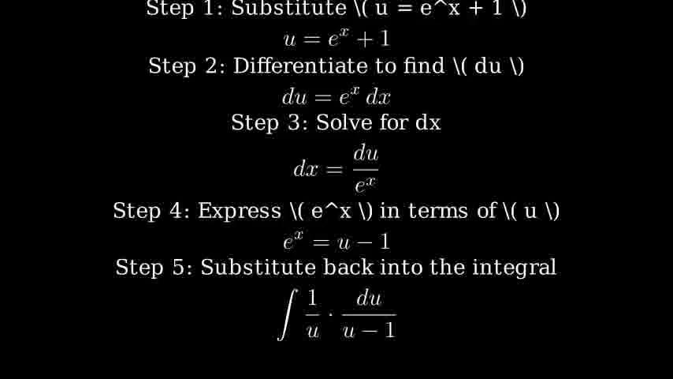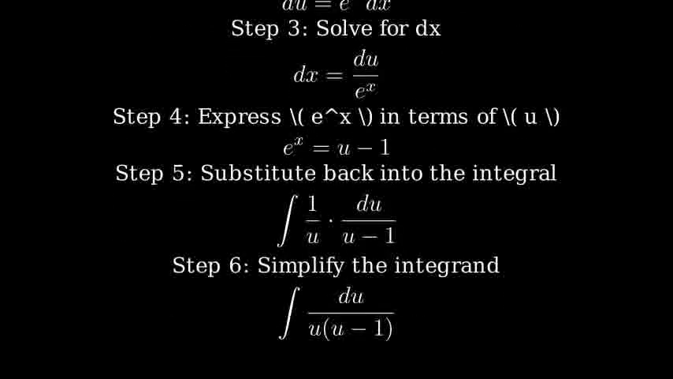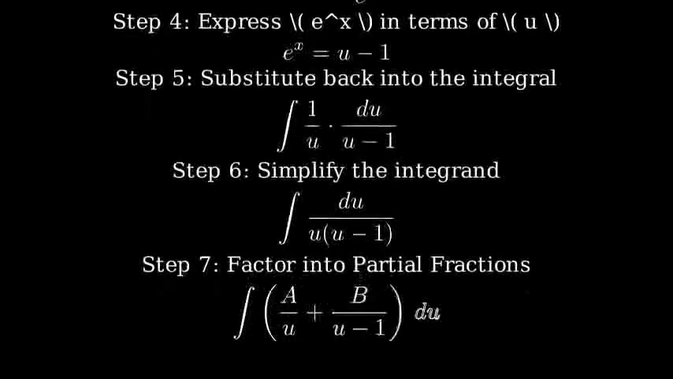This simplifies the integrand. In the integrand, we can simplify by multiplying 1 over u with 1 over u minus 1, resulting in 1 over u times u minus 1. This leaves us with 1 over u times u minus 1. Factor the resulting integral into partial fractions.